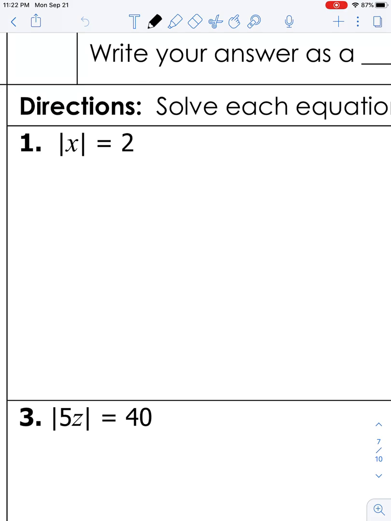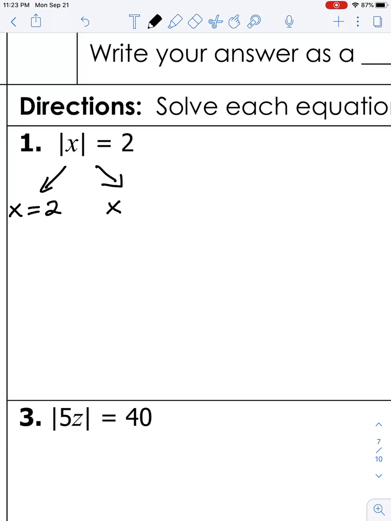And here's the process of solving for it. Whatever is on the inside of the absolute value, it does not matter what it is, you're going to write it down twice. So x and x. Now, you're going to set it equal to what's on the other side of the equal sign, meaning that's a 2. So I'm going to set it equal to 2. Well, that was pretty easy.